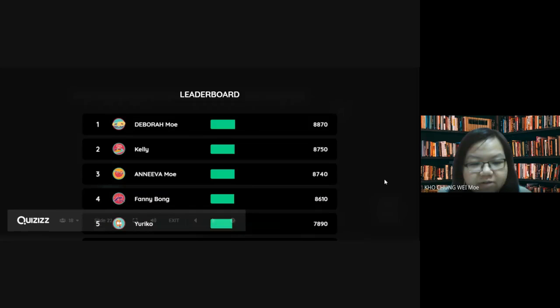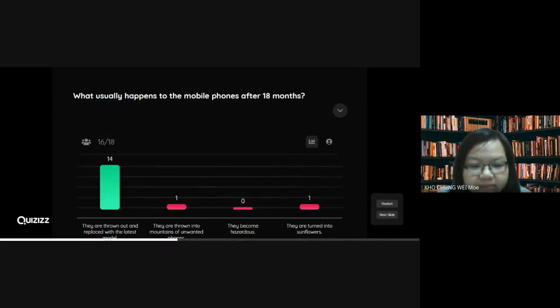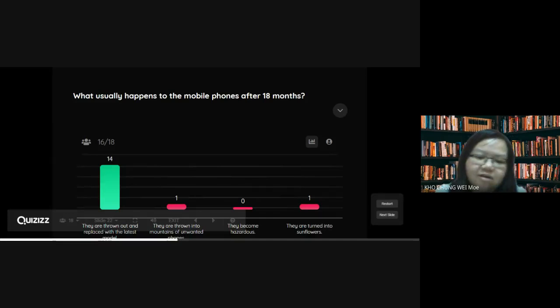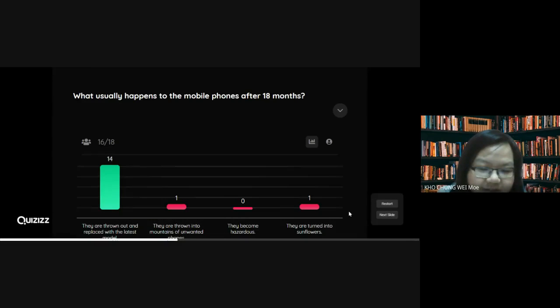Okay, a bit of changes. Fanny, Rico, and moved up. Very good. All the 14 of you say that they are thrown out and replaced with the latest model. That's right. Okay, looks like two of you got distracted. Nope, they are not thrown into mountains of unwanted phones. That is just a saying that all these mobile phones that's accumulated became mountains. All right, it's not that there's physically a mountain of unwanted phones they throw it into.